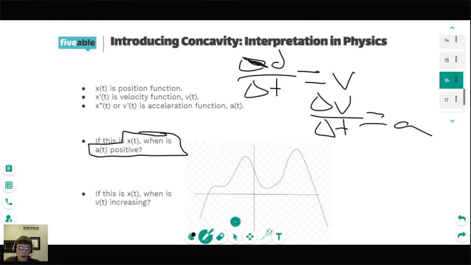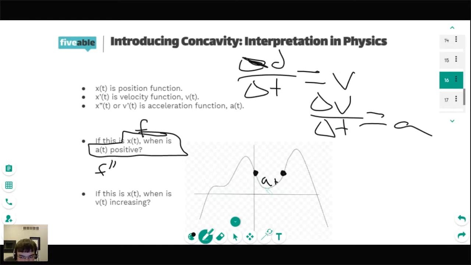So if we've got this graph of position, when is your acceleration positive? So this would be f, and then your acceleration will be f double prime. So when is your acceleration positive? Well, when is any second derivative positive? That is, of course, when the function is concave up. So if we look at our inflection points from this function from earlier, we can see that here it is concave up. So therefore, this is where acceleration is positive.